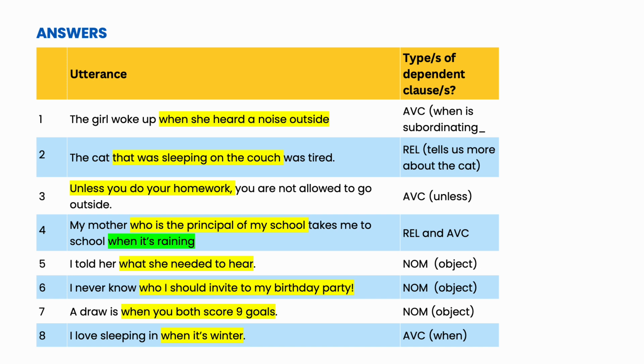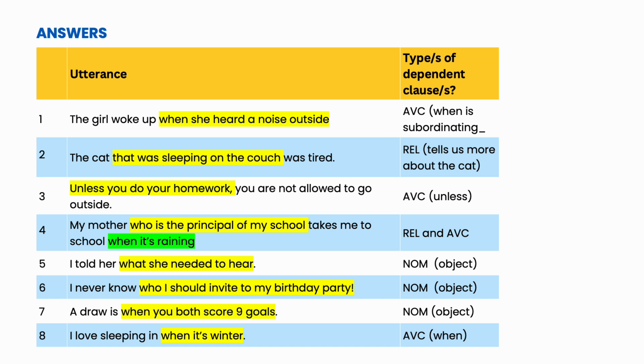"My mother, who is the principal of my school, takes me to school when it's raining." So "who is the principal of my school" tells me more about my mother. It's a relative clause. And "when it's raining" is an adverbial clause; "when" is subordinating. "I told her what she needed to hear." So "what she needed to hear" is a nominal clause. I told her what? What she needed to hear.